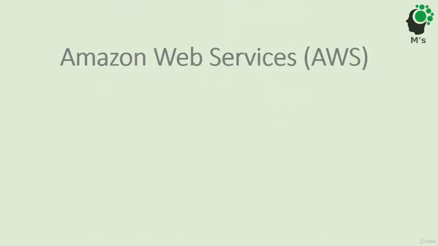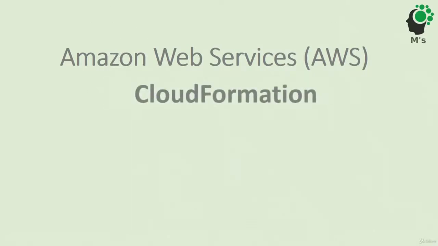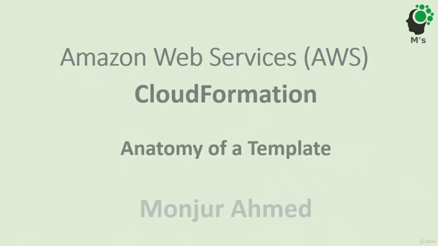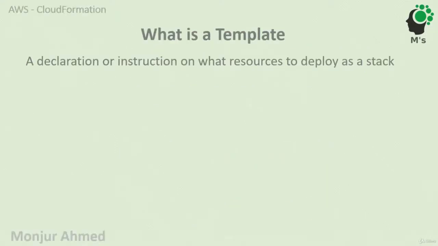Hi, in this video we'll talk about CloudFormation template. We'll look into templates to get an idea on how a template looks like. So let's get started. As we discussed earlier in some earlier videos, a declaration or instruction to deploy resources, to deploy a stack on AWS is called a CloudFormation template, and it can be written in JSON or YAML.